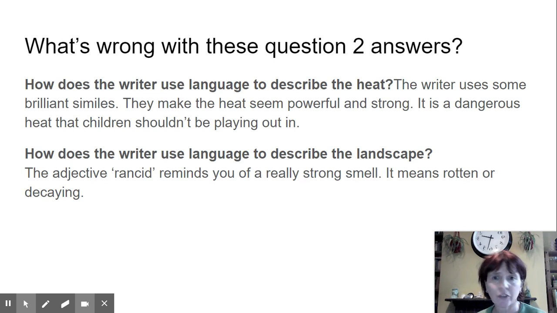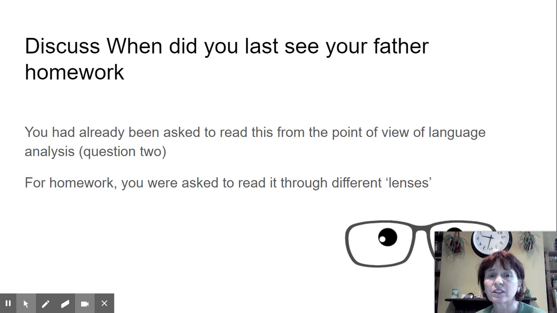Okay. Right, so for homework, you were asked to read When Did You Last See Your Father? Again, you'd already read this from the point of view of language and you were looking for individual words. That was for question 2. I was asking you to look at it through different lenses this week, through slightly different lenses.